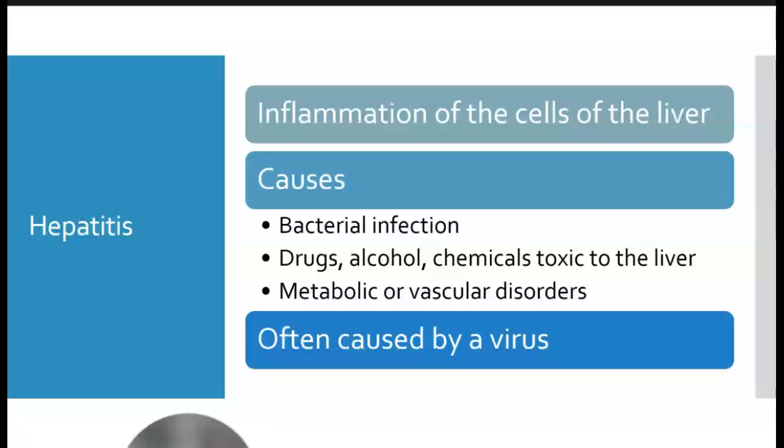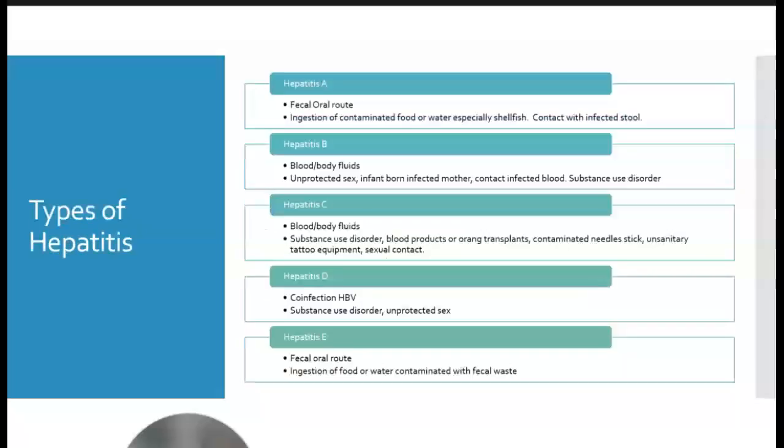So it can be a metabolic disorder. It can also be a vascular disorder. So possibly you're not able to get the blood flow there for whatever reason. But it typically is caused by a virus. There's different types of hepatitis. So there's A through E, and I do want you to know these, and you will need to know how it's transmitted. So hepatitis A is the fecal oral route.